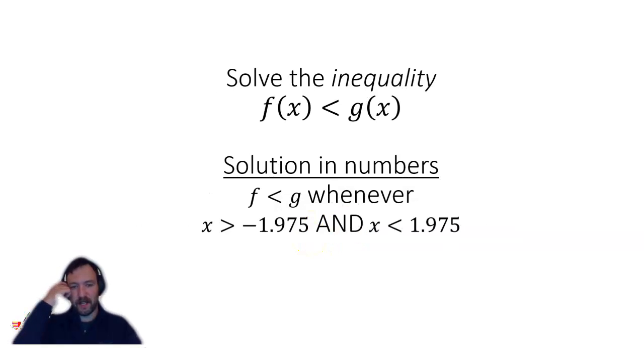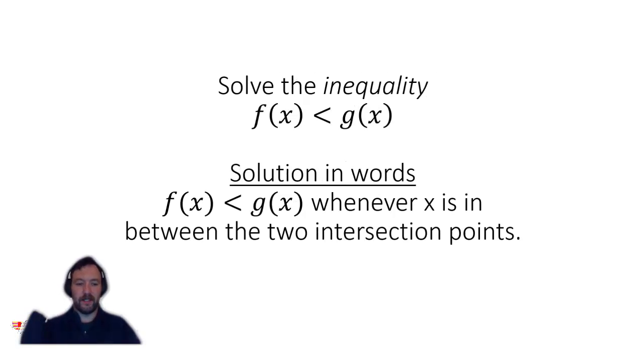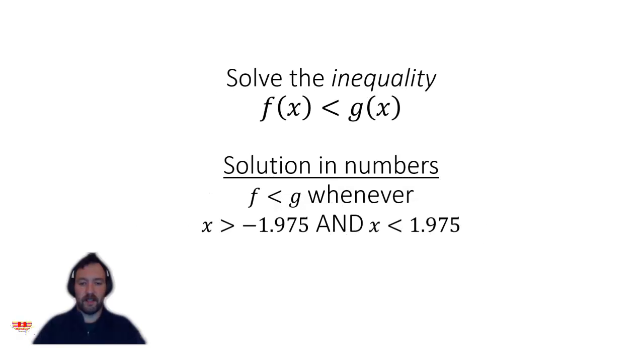And if you wanted to write that in numbers, I really believe it's very helpful to write things down just in plain English. If you can understand the concept before you move to the numbers, it'll help you tease out. So how could I write this using inequalities and numbers? Well, you just say f is less than g whenever x is larger than negative 1.975 and x is less than positive 1.975.